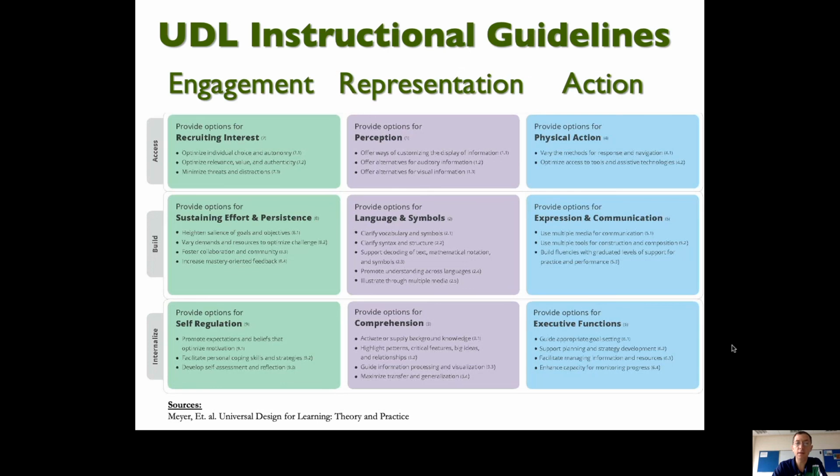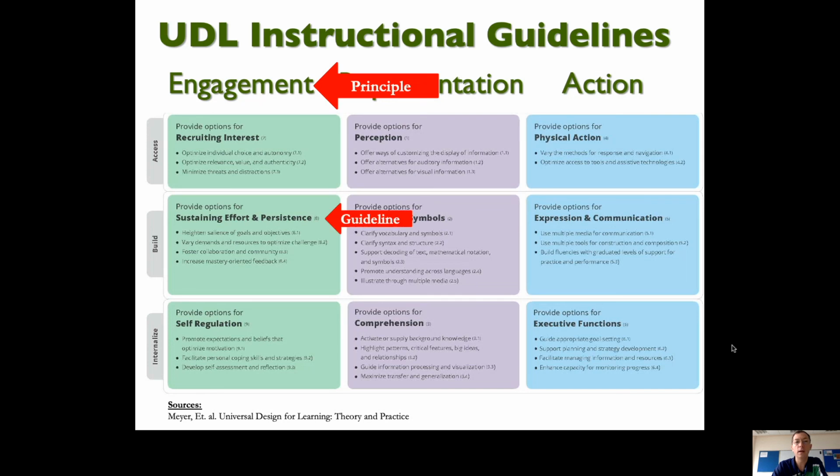To dig a little bit deeper, I want to make sure that we understand how to read this. There is some terminology that is helpful for us to know when we're talking about this chart. So the first thing is that engagement, representation, and action, these are the principles of Universal Design for Learning. These are the ones that are based on the neuroscience.